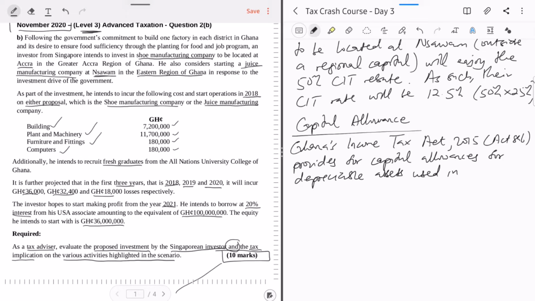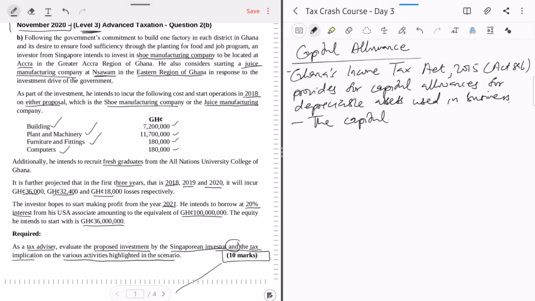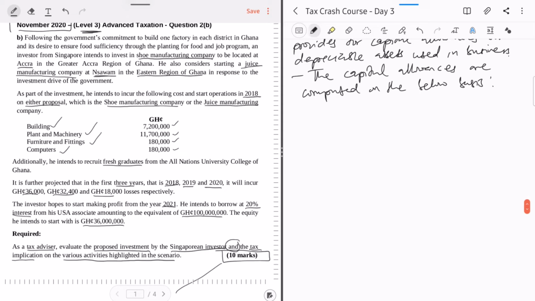So, in business. Obviously, this can be found under Section 14 of Act 896, as well as the third schedule of Act 896. So we can just say the capital allowances are computed on the below basis. So let's just give them a quick table.